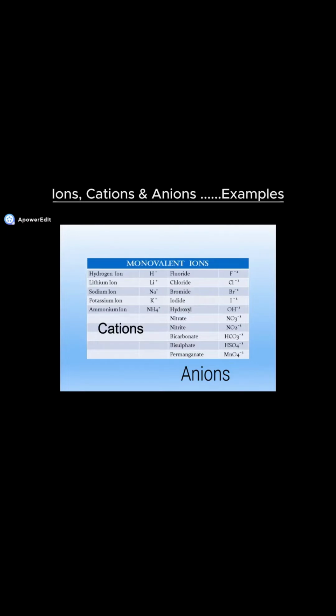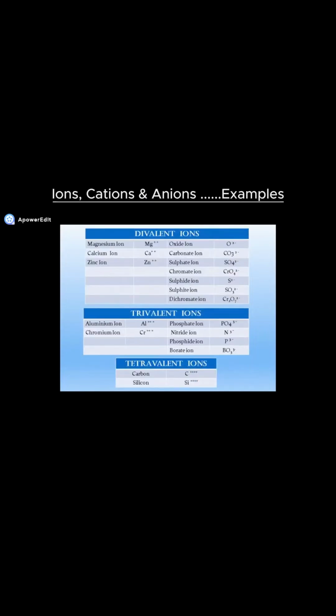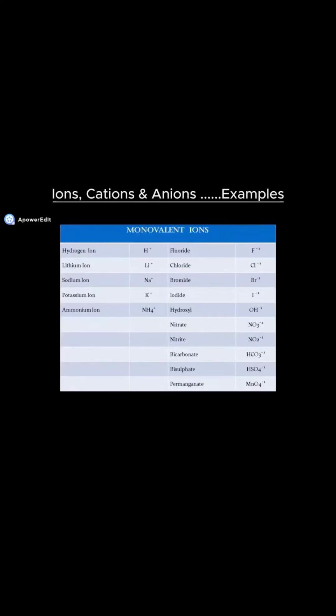All right? Similarly, on the next screen, you will see some other anions and cations, divalent and trivalent, like divalent. Di means 2, tri means 3. So there are so many ions. These ions you should know. This screen you should know, you should remember.